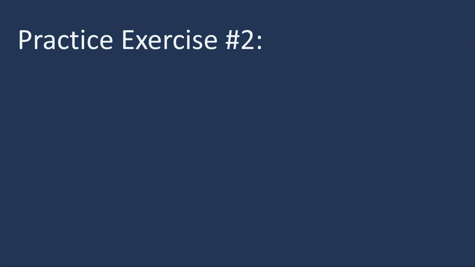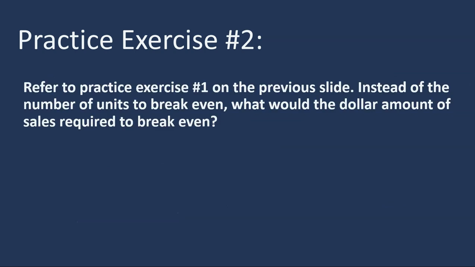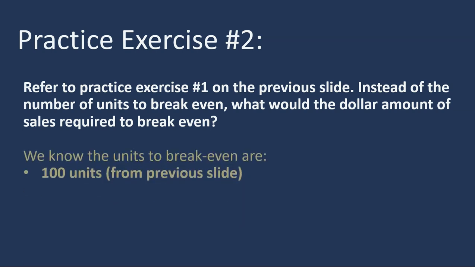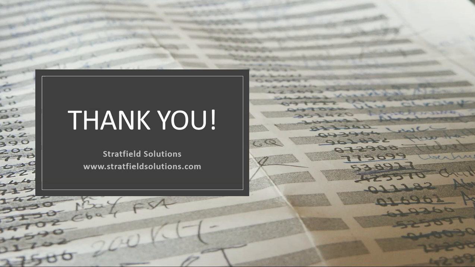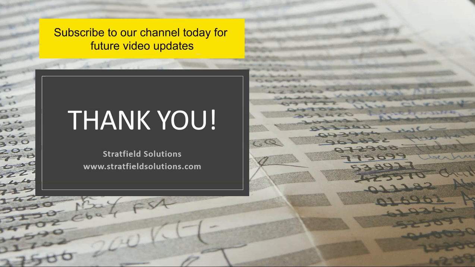So for practice exercise number 2, you're going to refer back to that previous example, same fact pattern, but instead of looking for the units to break even, we're going to look for the dollar amount. So we knew that we had 100 units to break even from the previous slide. All you have to do is multiply that 100 units by the selling price per unit. That means that we would have to take in $1,000 worth of sales to have a break even. And from this, you're able to now calculate the break-even point in units or in sales dollars, which are two very important concepts in managerial or cost accounting.